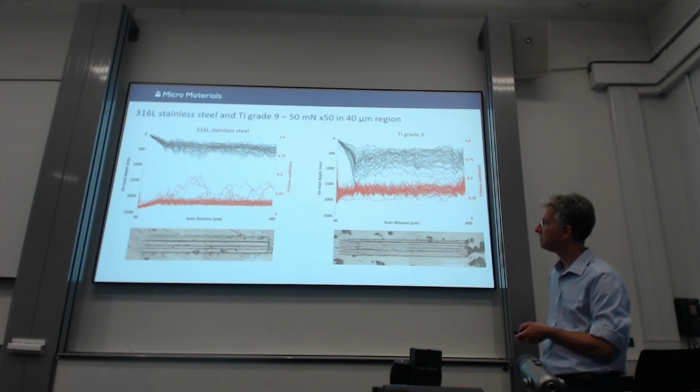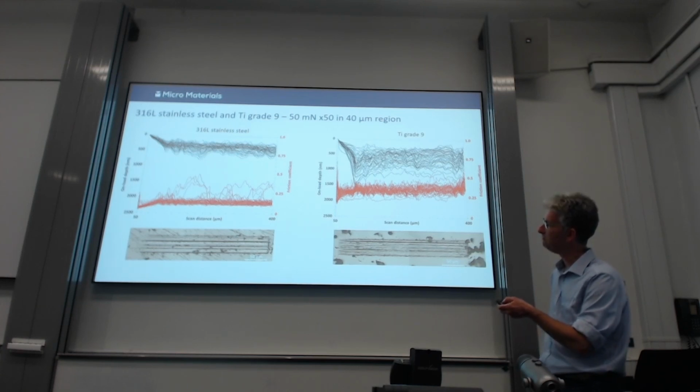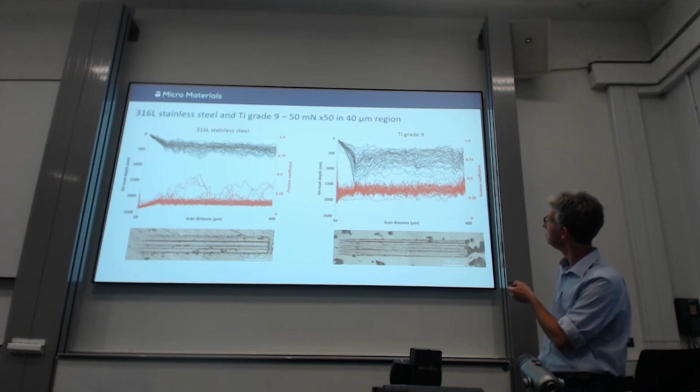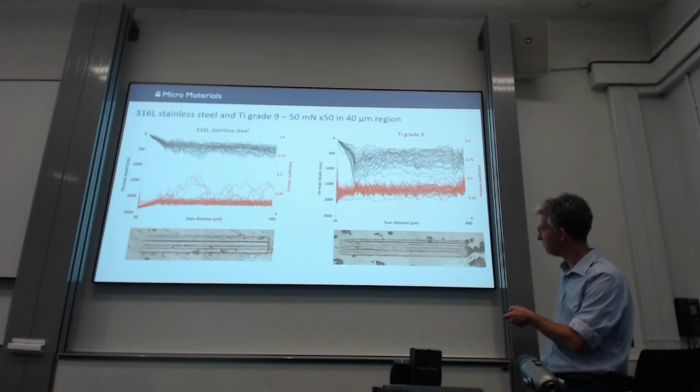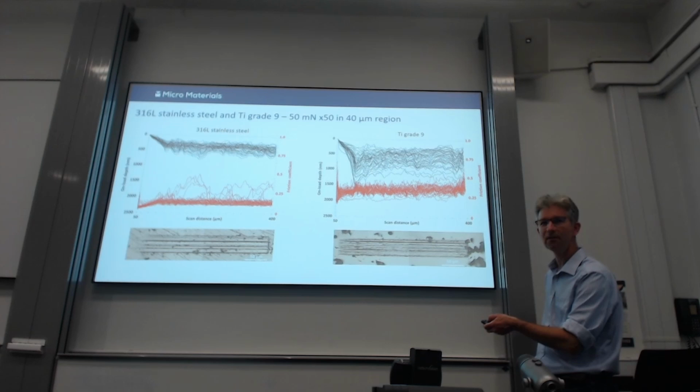On the left we've got stainless steel. So we've got relatively low depth throughout, low friction. Titanium, much higher depth and much higher friction. And you can see this correlation with more brittle debris in the track. This is a more ductile looking scratch track.